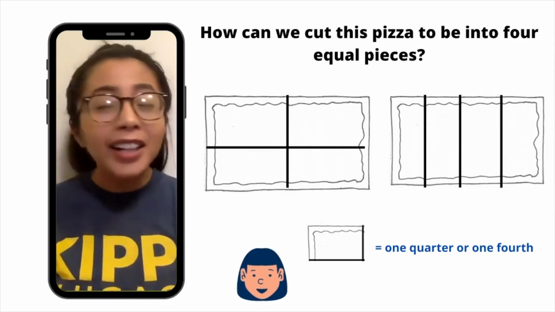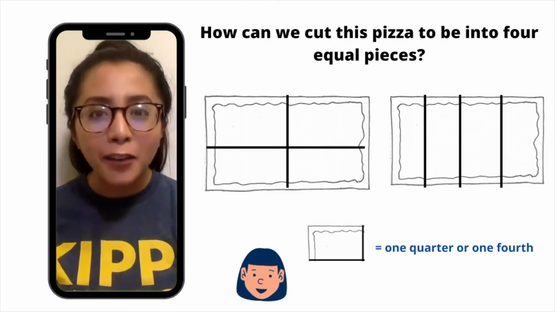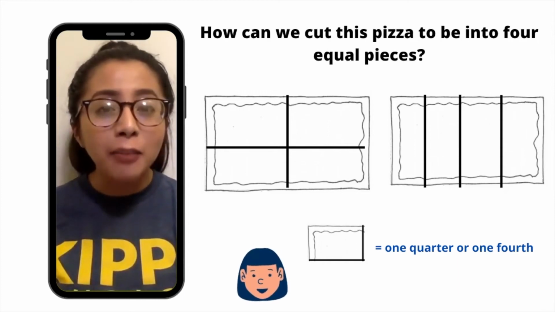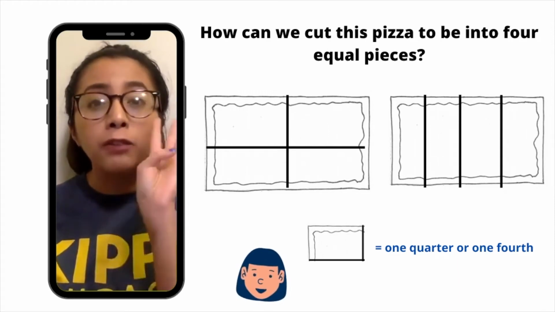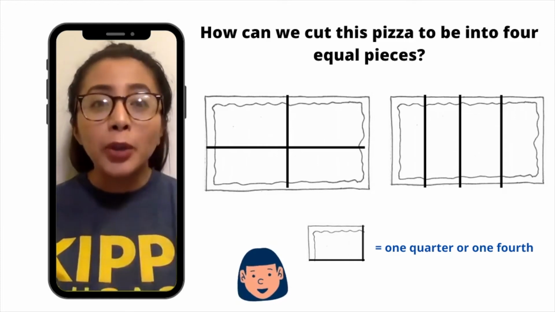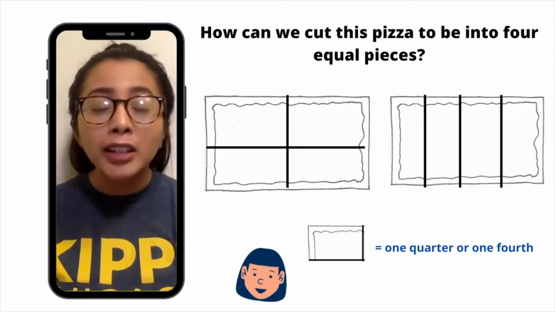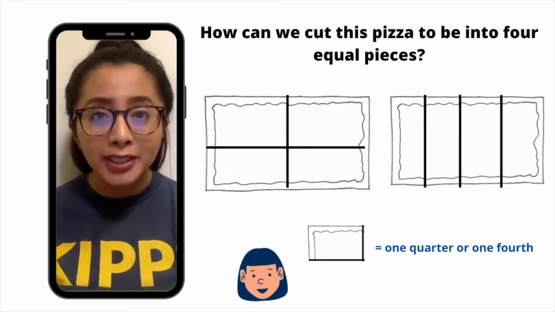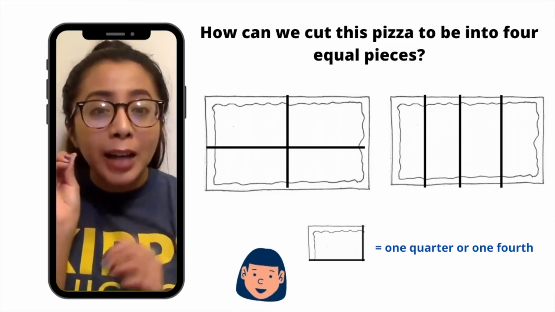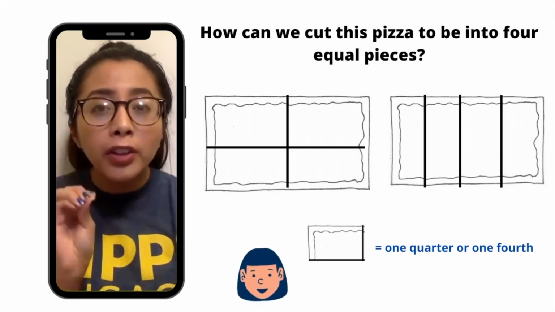But I cannot say that we cut this pizza in half. And I can't say that it's in half because there are more than two pieces. We have four pieces. So in this one, we would say that we cut the pizza into fourths. If I want to take a piece, I will now have 1/4 of the pizza.